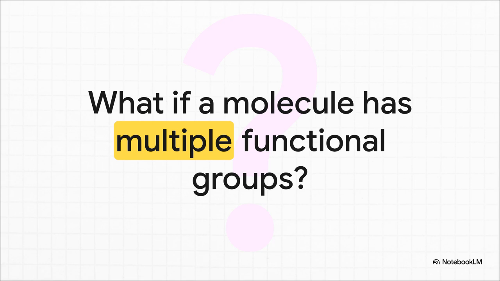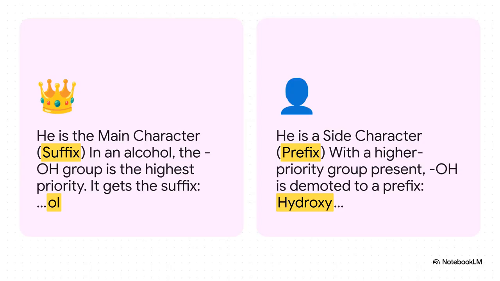Okay, but this is where the system gets really, really clever. What happens if a molecule has a couple of different things going on? Like, what if it could be an alcohol and a ketone? Which group gets to be the main event, the one that gets the fancy suffix at the end? How does the system decide who's the star of the show? Well, it all comes down to a hierarchy.